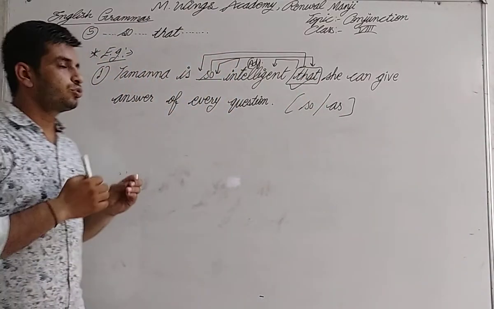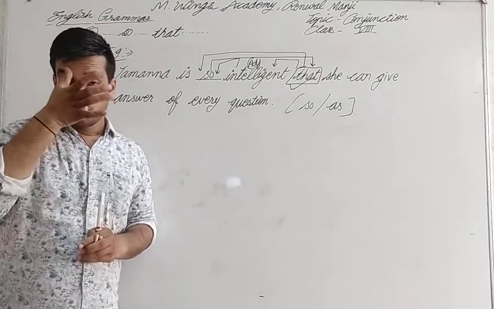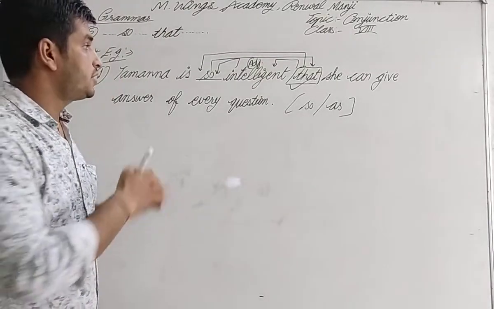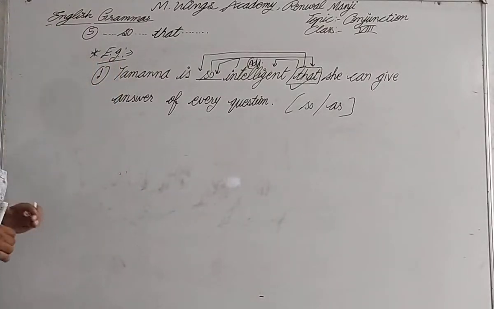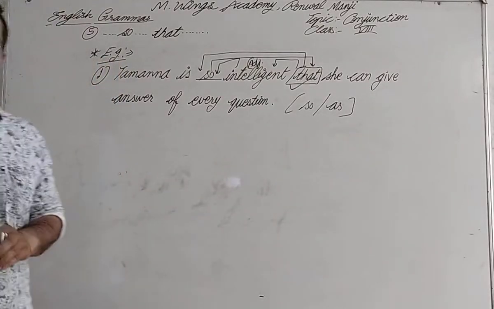So what type of question can be given in the examination? You can follow any step. So this is the video of the fifth type of conjunction word. Thank you.